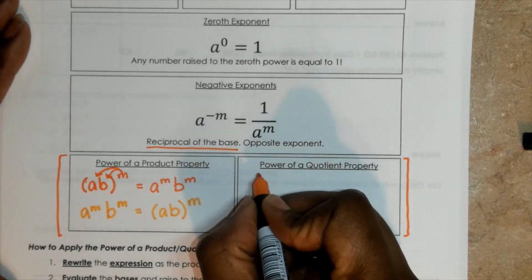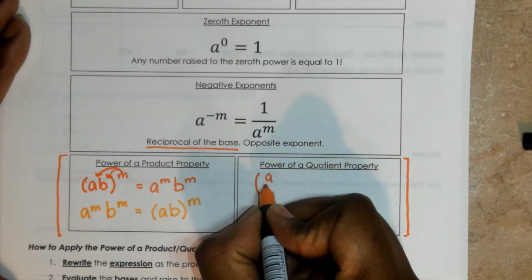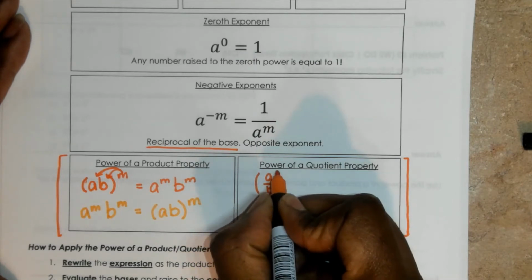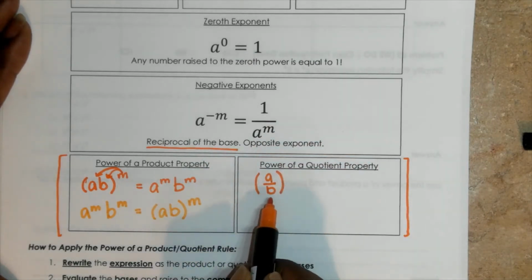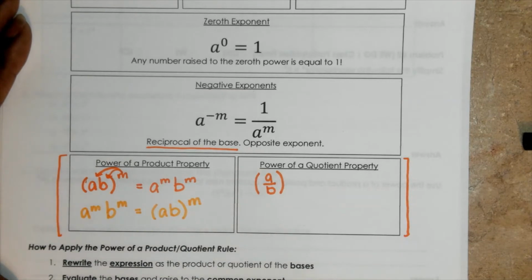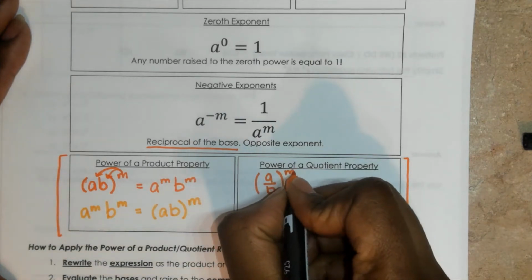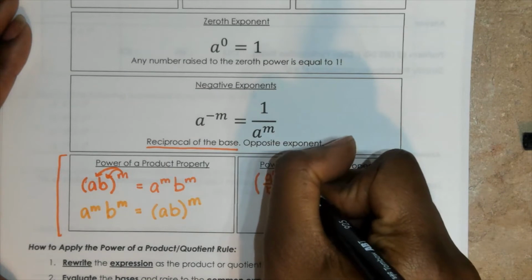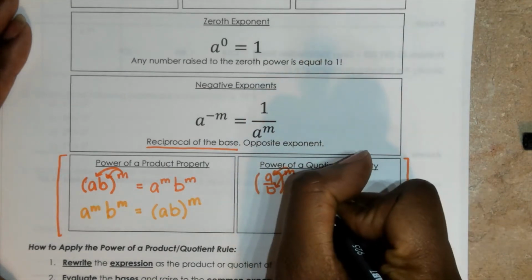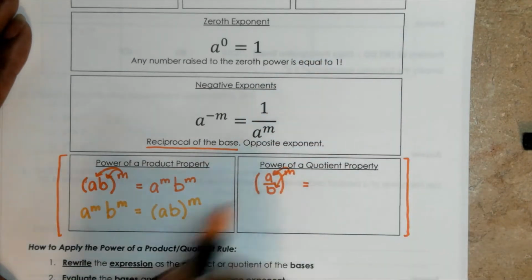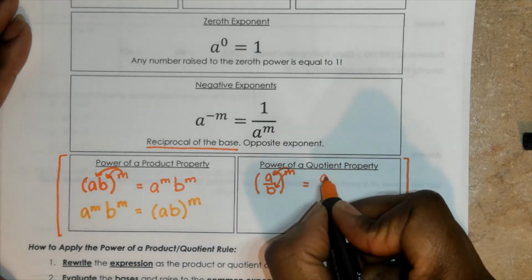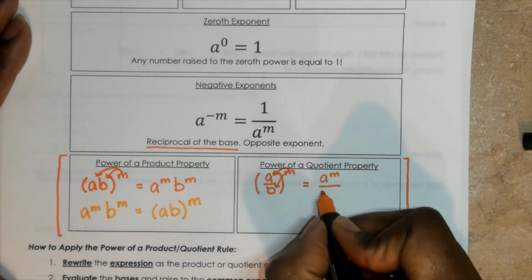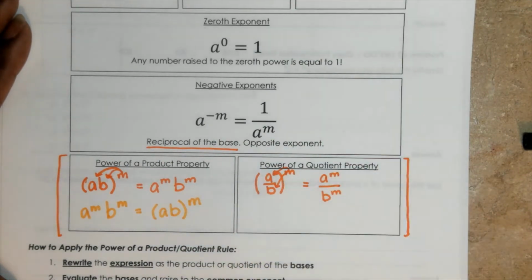So power of a quotient is you're taking a quotient, right? It's in the form of a fraction here because a fraction is dividing and a quotient is the answer to a division problem. So you take the power of a quotient and you're going to share that exponent to both the numerator and denominator, the top and the bottom. So that becomes a to the m over b to the m.